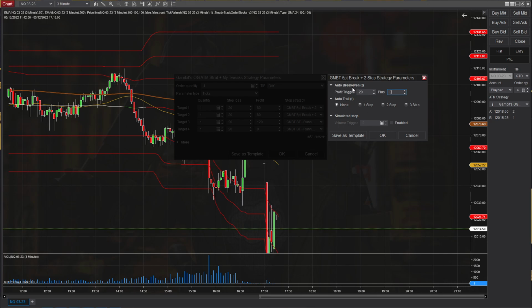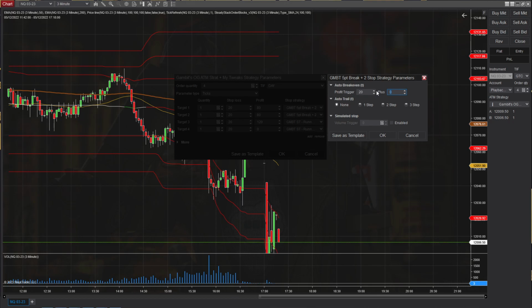So yeah, the auto break-even part is basically when you put the trigger here, when you input the amount of ticks, that's when it tells the stop loss line to move to your entry price, which you pick here. 0 is your entry price. That's what you choose in this window.